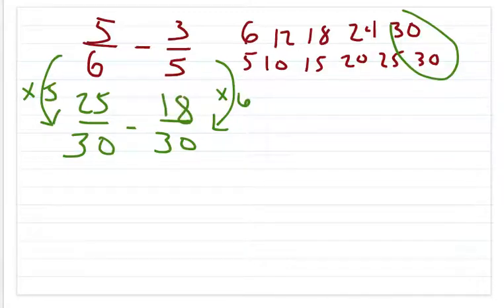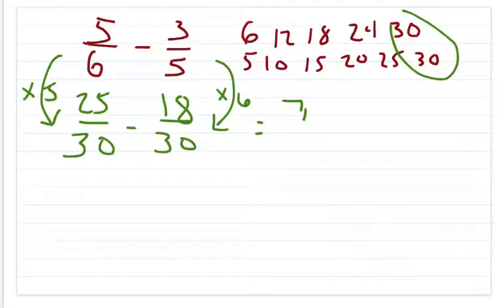So now my problem tells me just to subtract as normal, step 3, subtract my numerators. 25 minus 18 is 7. Oops, sorry about that. 7, and I keep my denominator the same.